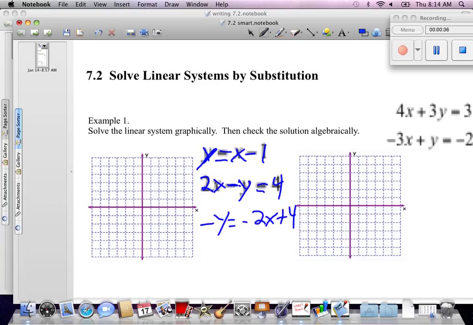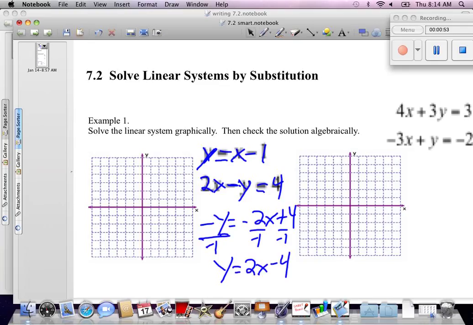4. Am I finished? Is it in slope-intercept form? No. What do I have to do? Divide everything by negative 1. Thank you, Tristan. We divide everything by negative 1, and we end up with y equals 2x minus 4.